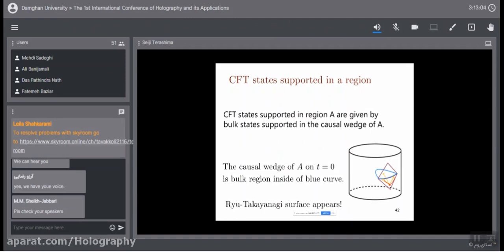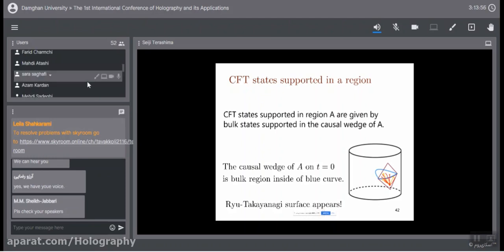And in the bulk picture, we can consider any wave packet in any direction. If we consider all states here and all directions here, then what we can reach is within this blue line. It's the same as the so-called causal wedge of A on t equals 0. So this means the states supported in the region A are given by the bulk state supported in the causal wedge of A. It's called the Hubeny-type surface in this case.